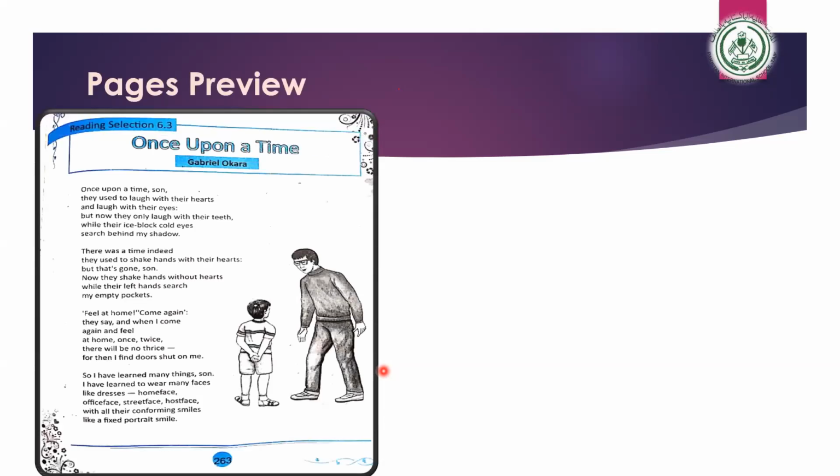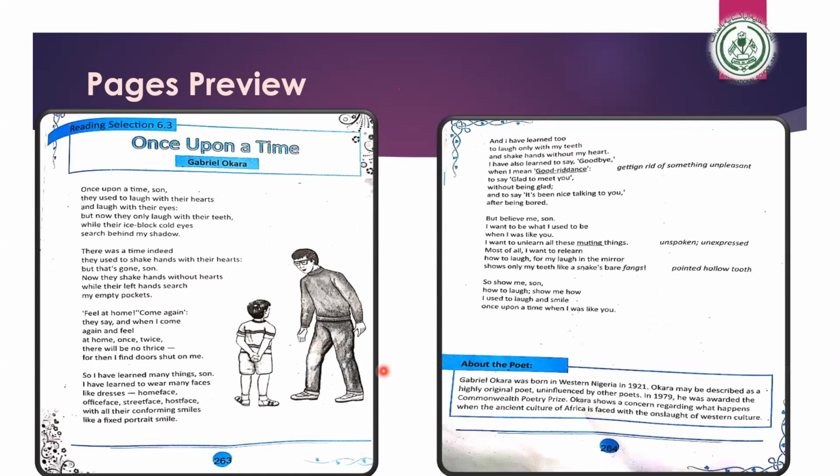Pages preview: we have, dear students, two pages about the lesson, 263 and 264. Both pages are in front of you. You can see that here we have in the picture a man and a boy, and I think they are having some kind of discussion. Might be a father and son, and they have a discussion about some kind of advice or whatever. And here we have the poem, and I think four stanzas are on page number 263, and three are on 264, and then we have the section about the poem as well.